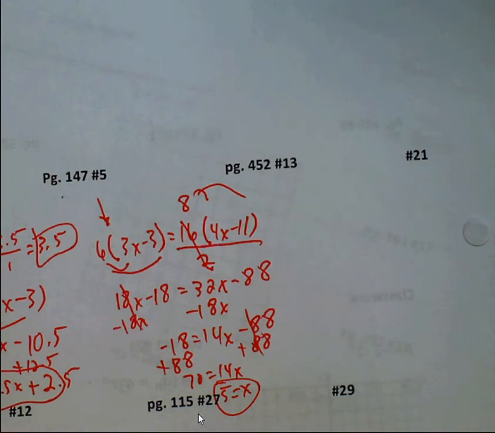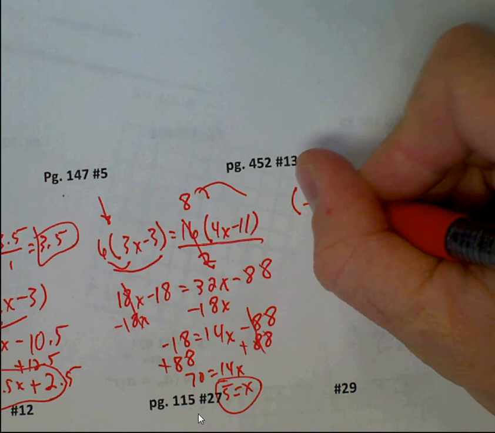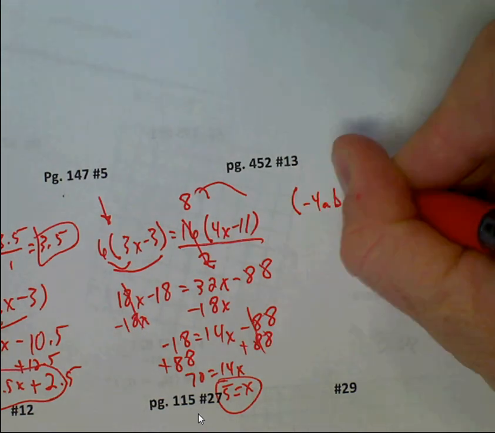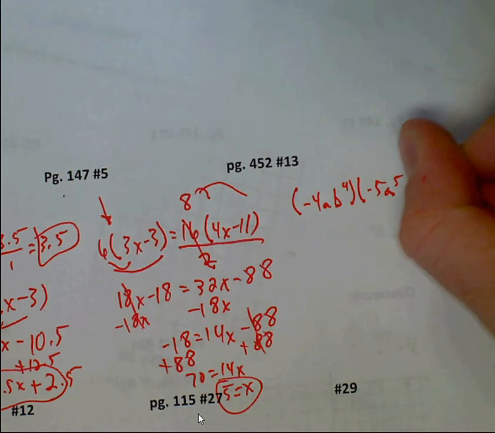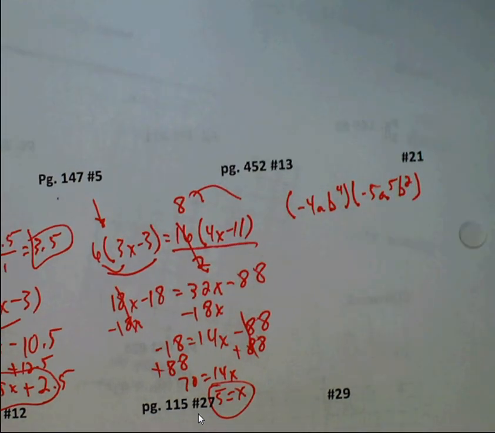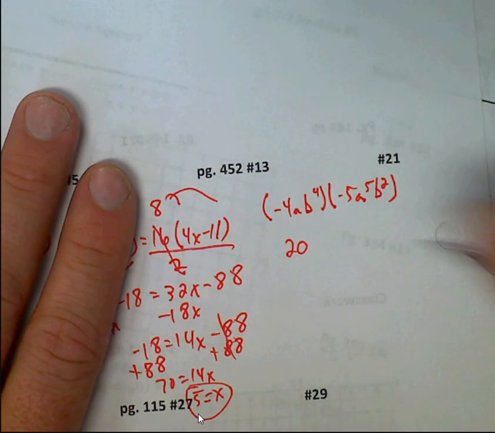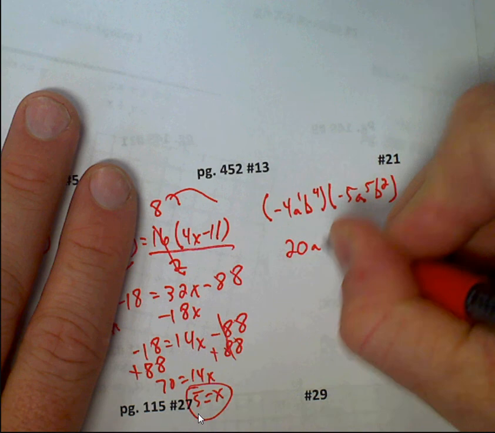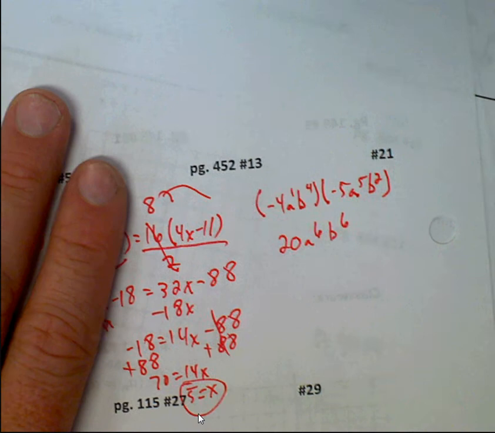Page 452, number 13. So I'm given negative 4ab to the 4th times negative 5a to the 5th b squared. I need to simplify this expression. Front times front would be 20. a1, a5 is a6. b4, b squared becomes b6. And I am done.